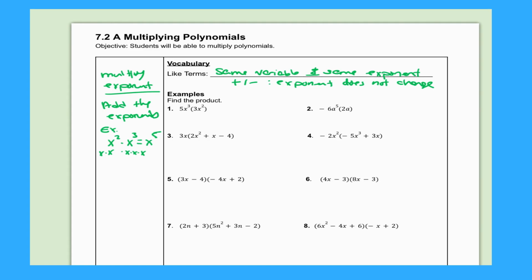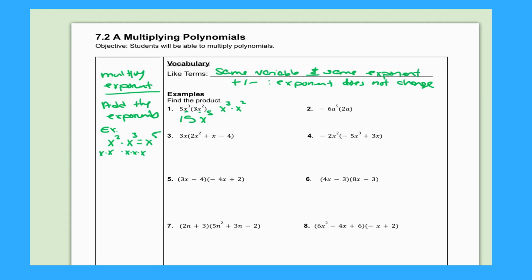Coefficients, we're going to multiply like regular numbers. So 5 times 3 is 15, just like it always has been. It's the x's that are different. So x to the third times x to the second, we add those exponents, and that's x to the fifth. So then my full answer is 15x to the fifth.